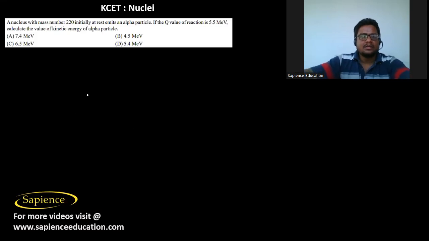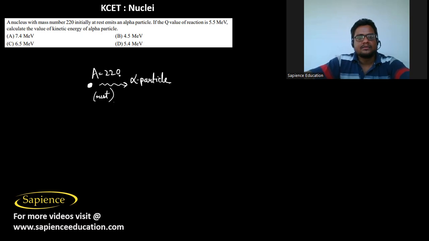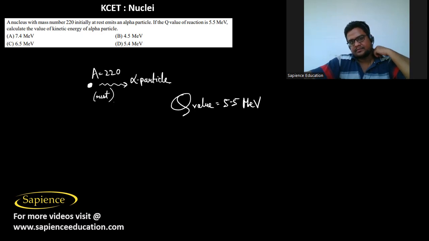Then here it is told a nucleus having mass number A 220, initially at rest, emits an alpha particle. If the Q value of the reaction is 5.5 mega electron volt, then calculate the value of the kinetic energy of the alpha particle.